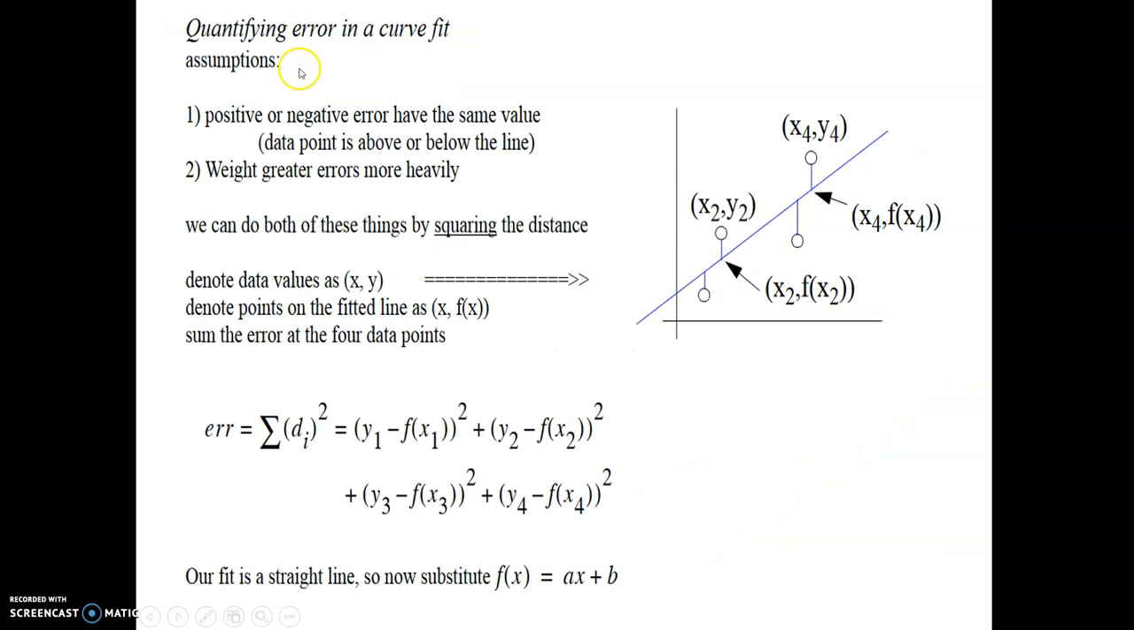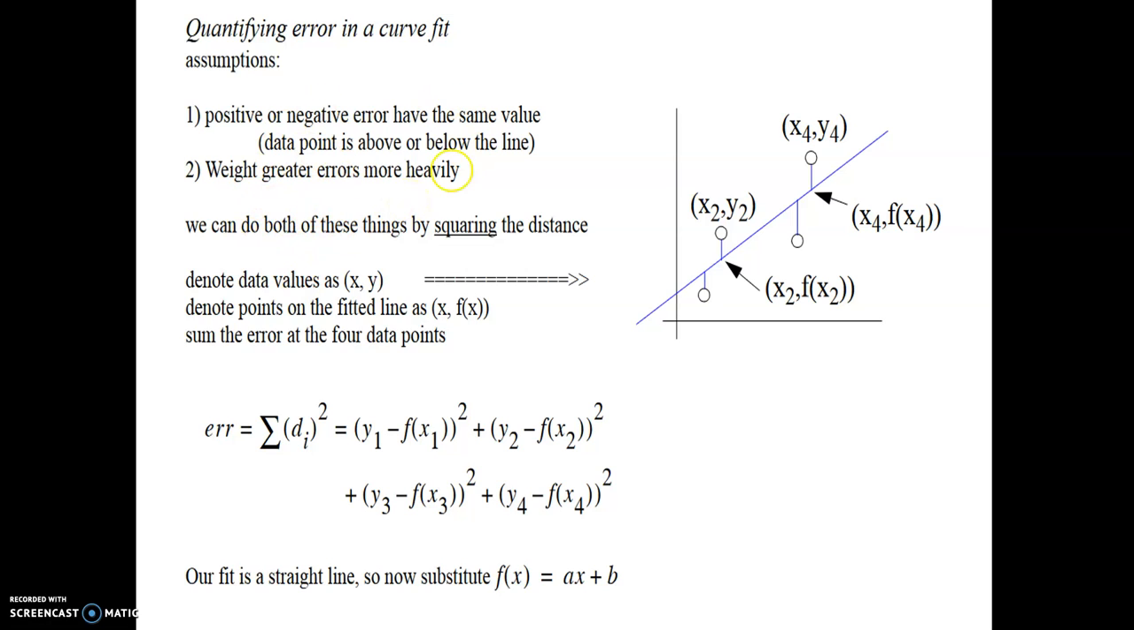Now quantifying error in a curve fit. We will assume some points. Positive or negative error have the same value. Weight greater errors more heavily. Now we can do both of these things by squaring the distances.